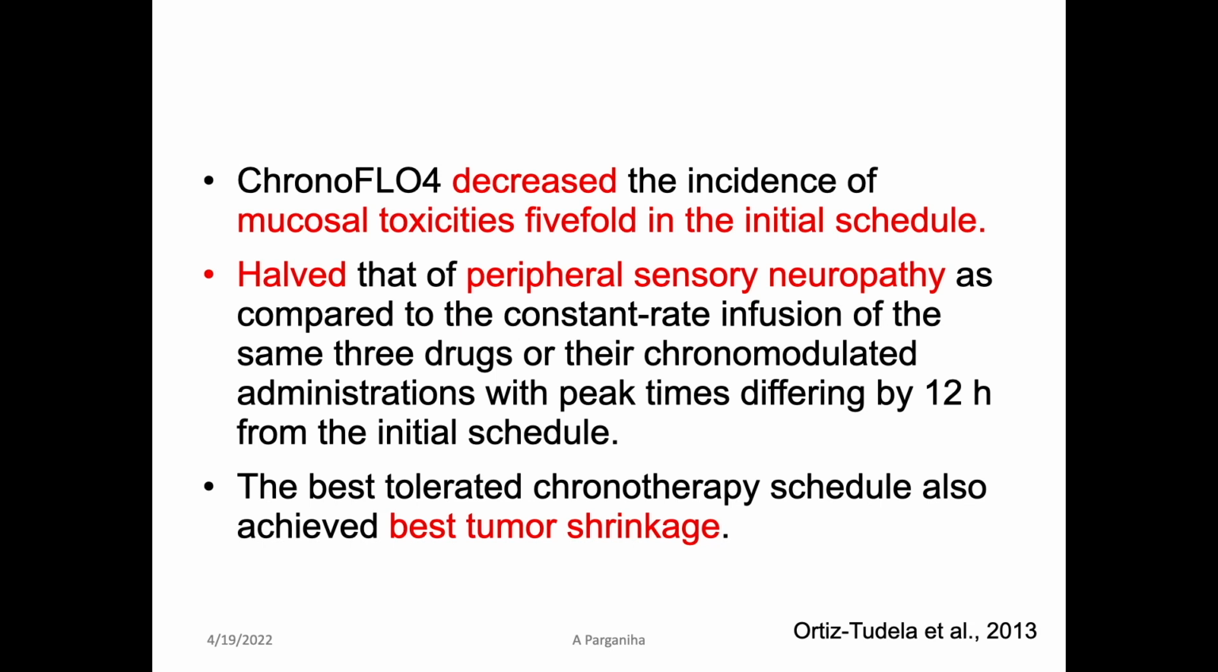In the second protocol, they shifted the timing of the delivery of the chemotherapy drugs by 12 hours. So again this 12 hour shifting is not good and it is not better tolerated by the patient. And in the first or initial protocol where the toxicity is less, it was also seen that this initial schedule was better tolerated and it achieved the best tumor shrinkage, that is the tumor suppression is better in the first schedule.